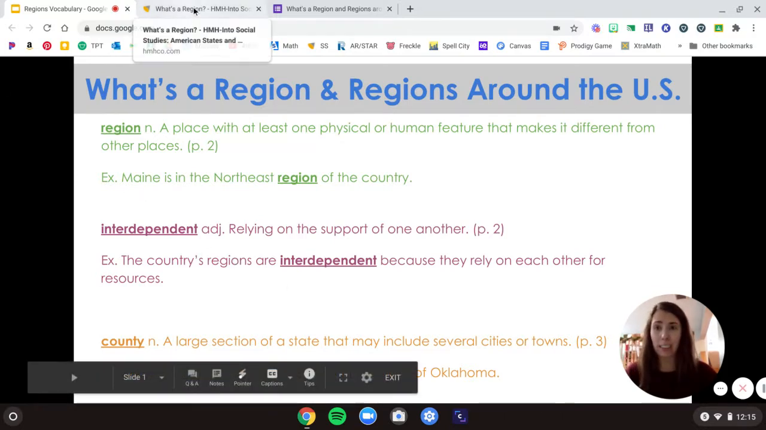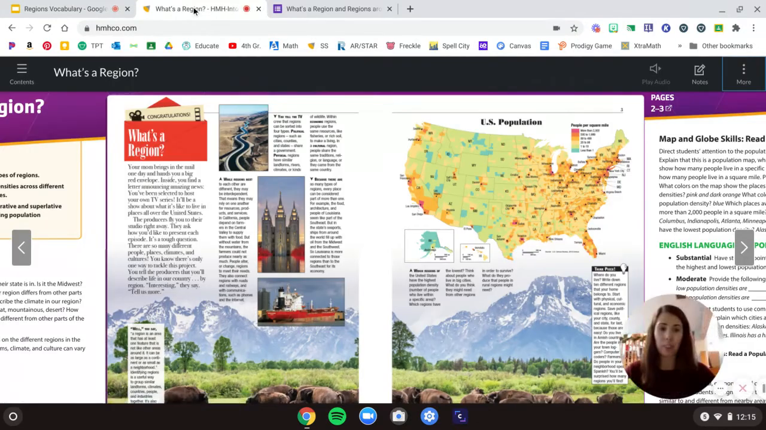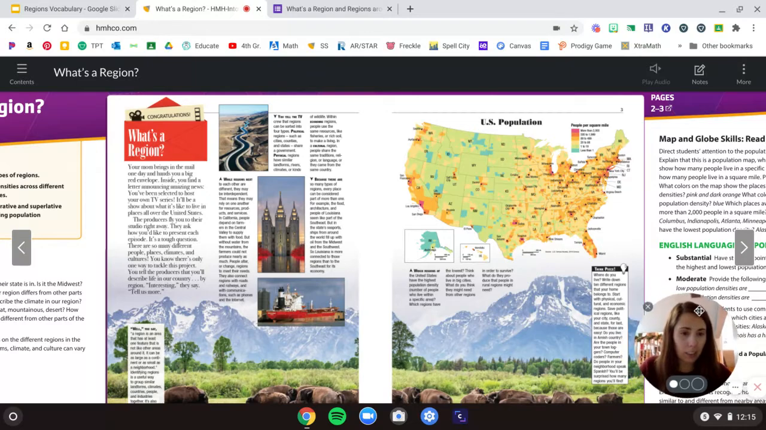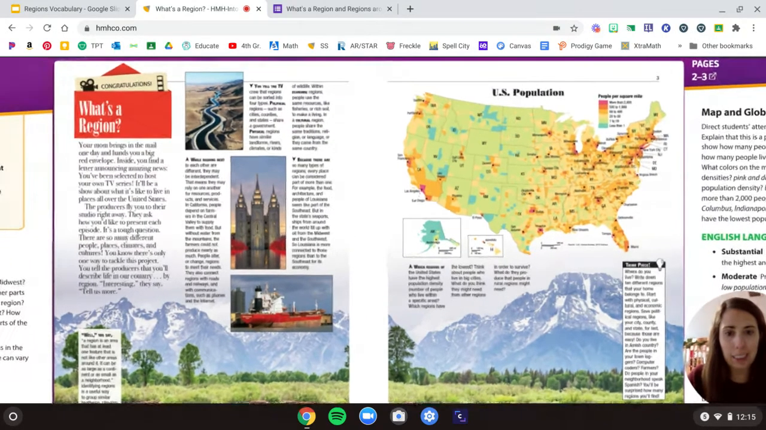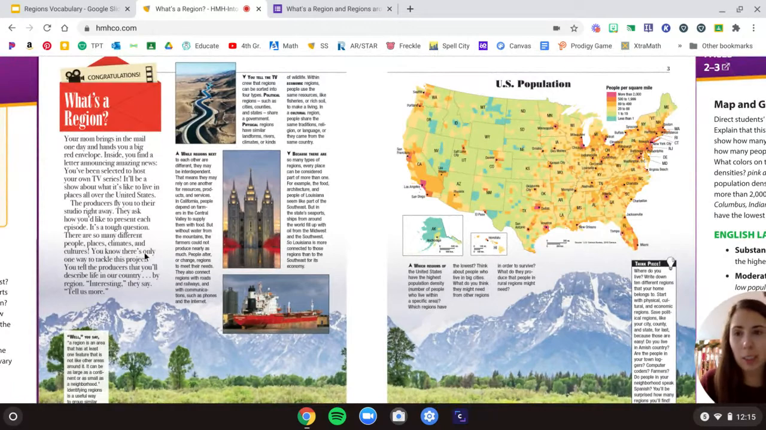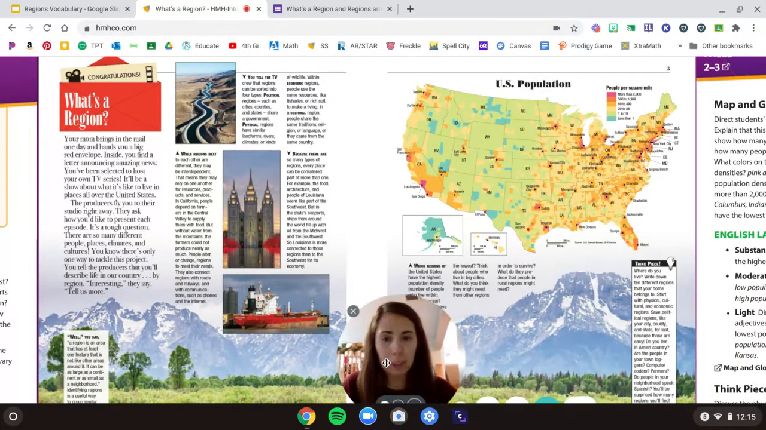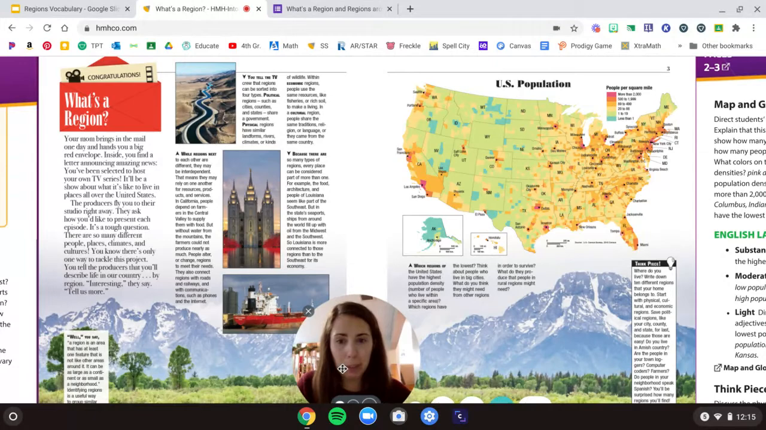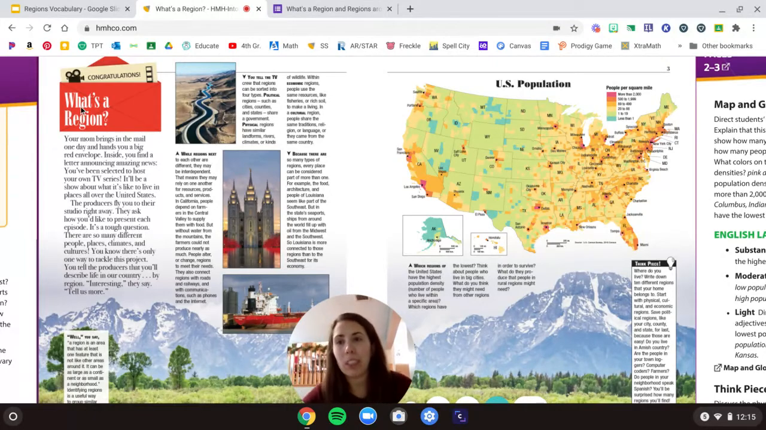So let's get our magazines out. Ours look like this. Now, mine's a little different, so I'm going to have to zoom in a little bit so my picture might get cut off so that I can read it. There we go. Right about there. All right. So we're going to talk about what is a region. We know the definition, but what does that mean? So let's read through these 2 pages.